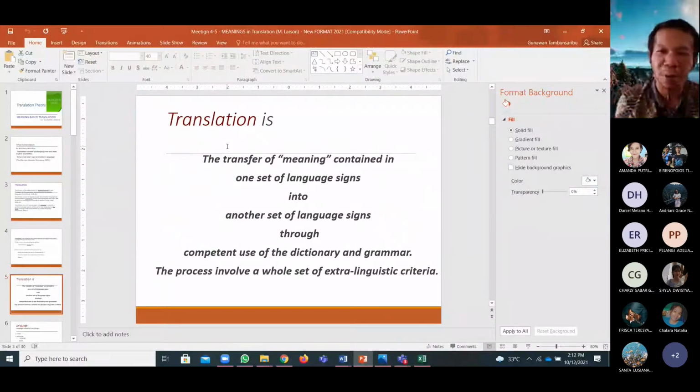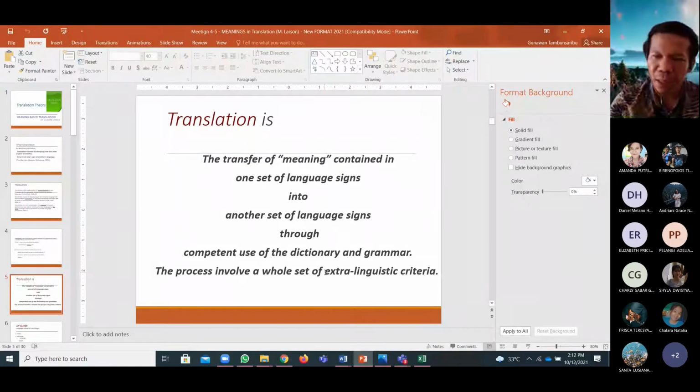So remember, we have to transfer the meaning, not the structure. The transfer of meaning contained in one set of language signs into another set of language signs through competent use of the dictionary and grammar. And here they said that we have to use a dictionary. And then the process of translation involves a whole set of extra linguistic criteria.